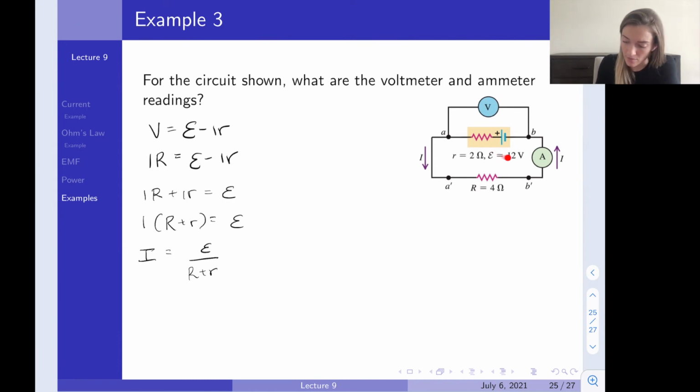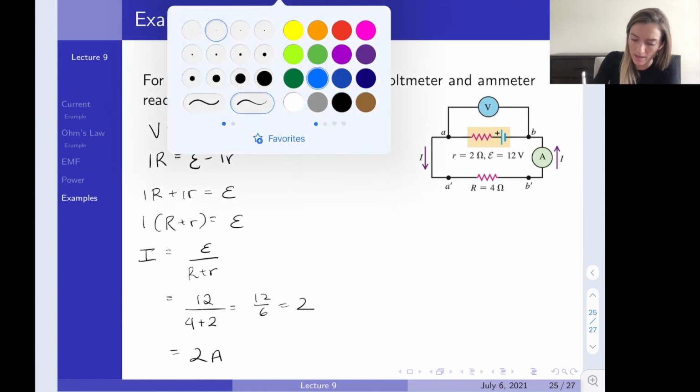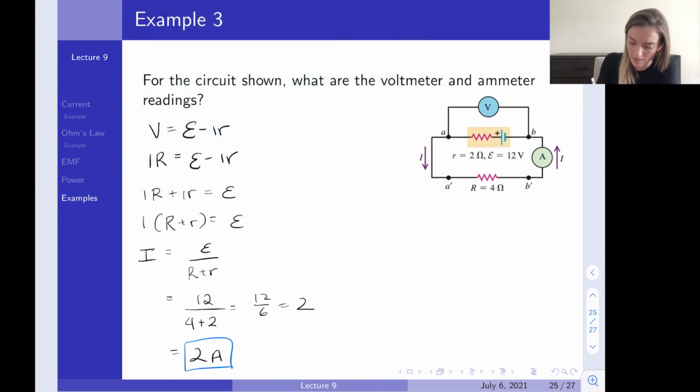I have my EMF supplied by the battery, which is 12 volts. I have the capital R, which is the external resistance, the resistance of that external resistor here. And then I have the internal resistance of the battery. So just plug those things in. We get 12 divided by 4 plus 2. So it's obviously 12 over 6, which is 2. So our current is 2 amps. That's the current moving through this circuit.